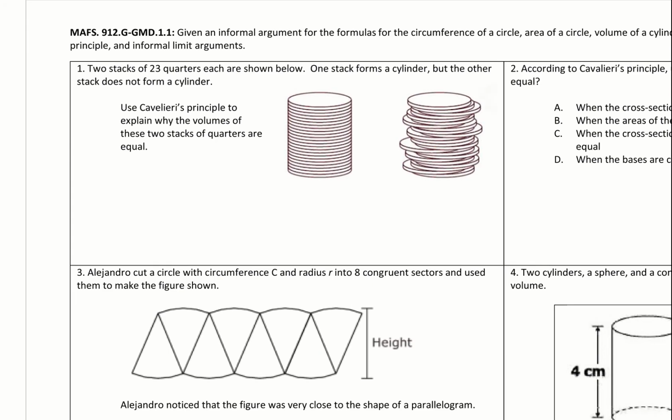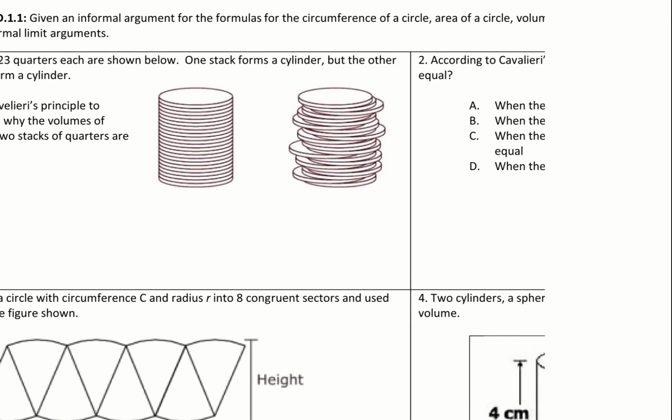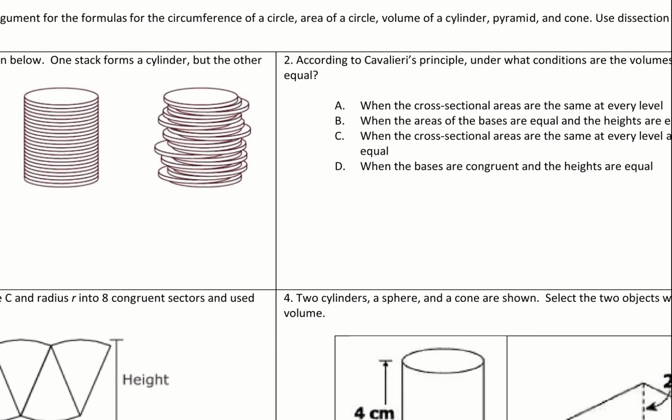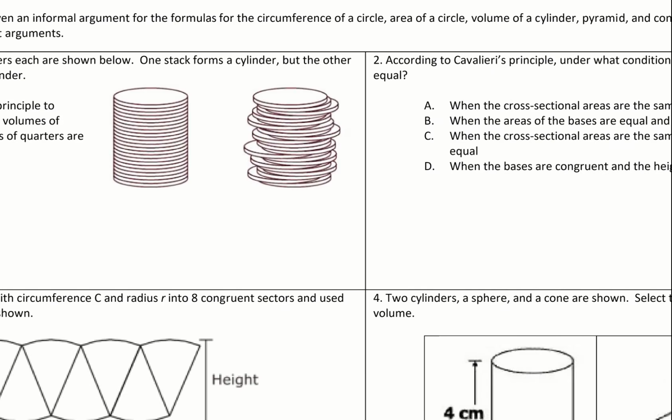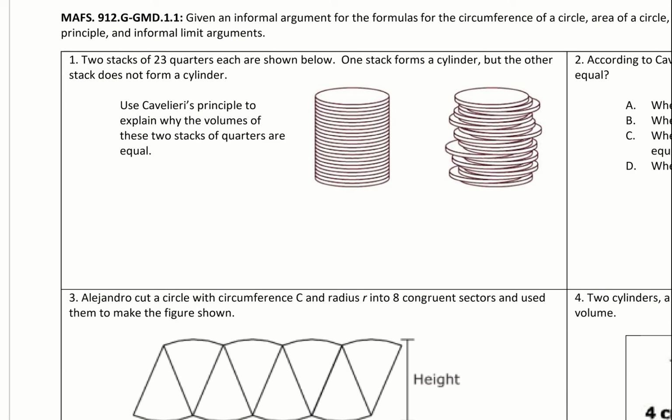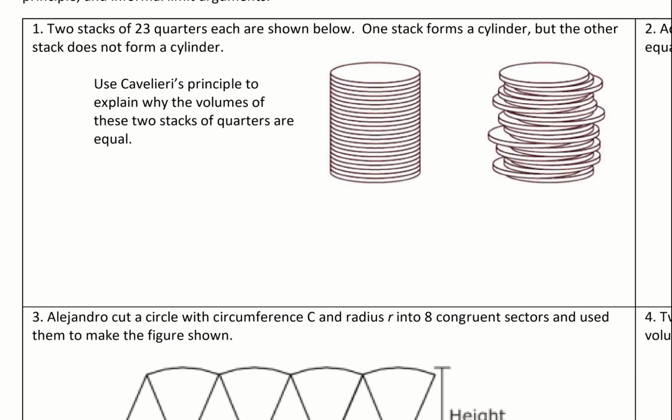All right, so let's look at the next standard. Given an informal argument for the formulas of circumference, area of circle, volume, and so on, use dissection arguments and Cavalieri's principle and informal limit arguments. So this standard is mostly on Cavalieri's principle. So 2 stacks of 23 quarters are shown below. One stack forms a cylinder, so it's a nice perfect cylinder, but the other stack does not form a cylinder. Use Cavalieri's principle to explain why the volumes of these 2 stacks must be equal.